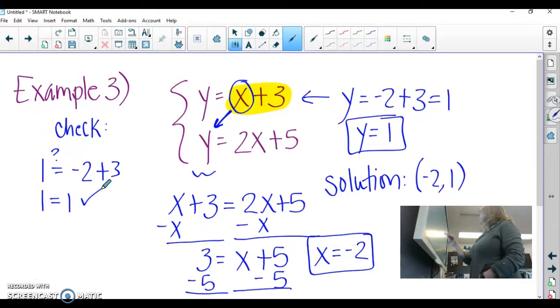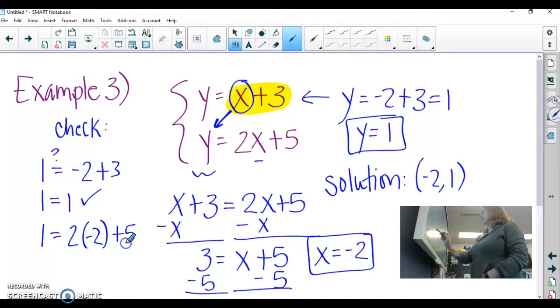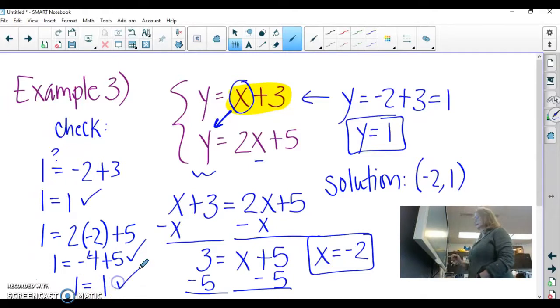Yes. And then checking the second equation, I'm going to put 1 in for y, and I have 2 times -2 in for this x, plus 5. Is 1 equal to -4 plus 5? Yes. That's 1, and this side is 1. It checks. Okay.